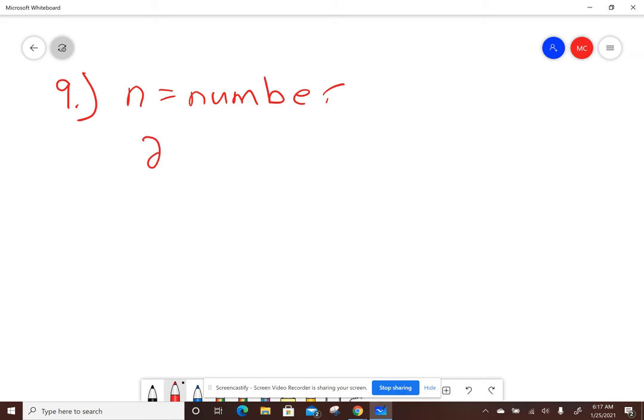Twice a number would be 2n. Increased by 12 is plus 12. Is equal to means equals. 31 less than. Well, remember, whenever we see less than, we know whatever comes after than goes first. 3 times the number minus 31. So remember, if it's less than 31, 31 goes second and the other number goes first.